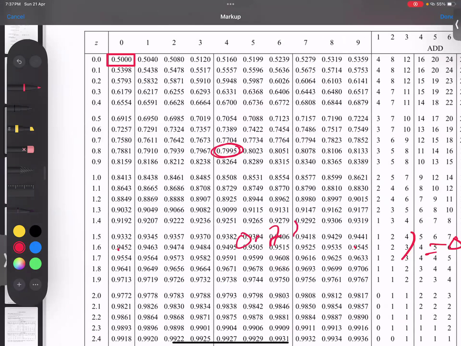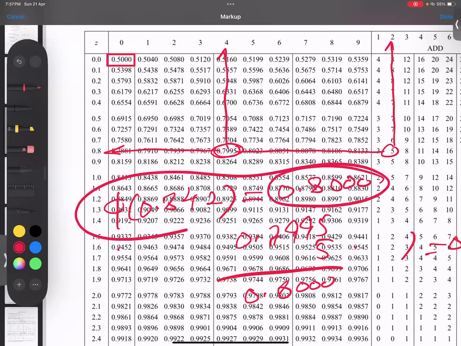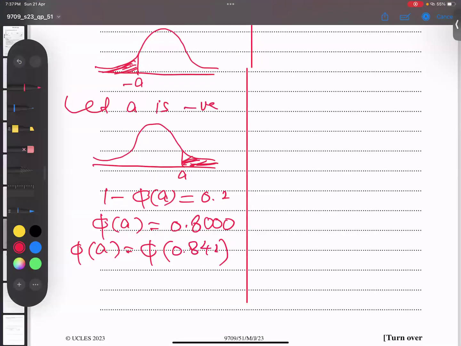0.7995. If I add 5, I will get 0.8000. So this number comes from here, and this number comes from here, and 5 is here. So phi of 0.8 comes from here, 4 on the top and 2 on the side. So 0.842 is actually equal to 0.8000. So this is actually equal to that. 0.842. The 5 cancels, and I got this 0.842.